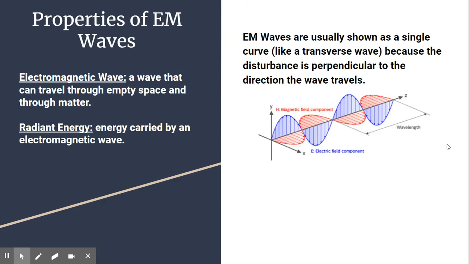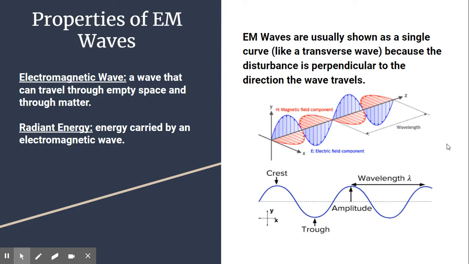Electromagnetic waves, as we demonstrated earlier, are a combination of a changing electric field and a changing magnetic field. We usually draw them with a much simpler diagram than you see with the red and blue magnetic and electric field components. Instead, we just draw it as a transverse wave, because that disturbs those fields perpendicular to the direction of wave travel, just like a transverse wave disturbs the particles perpendicular to the direction of wave travel.